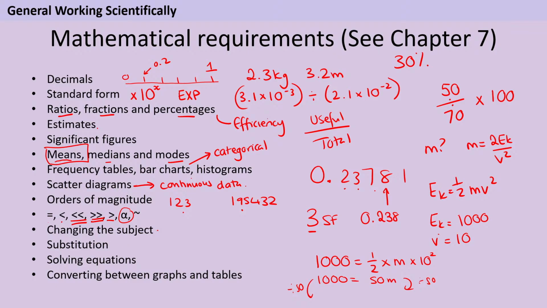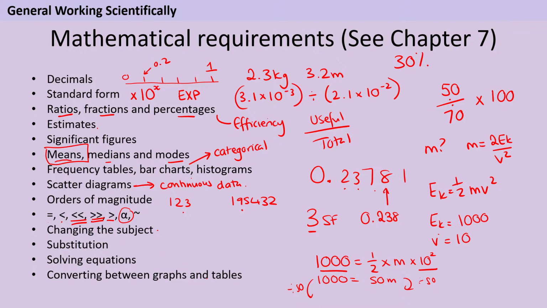Substitution is what we've just done there, so putting the different numbers from the question into the equation. So I would always recommend that you write out the equation in full, even though you're pulling it off the equation sheet. And then if you're not sure about what things are, if it doesn't say this is the charge, this is the potential difference, look at the units. Solving equations is just doing what we've carried on doing there. So I substituted in 1,000 for EK and 10 for V, and then I've expanded things and worked it out.